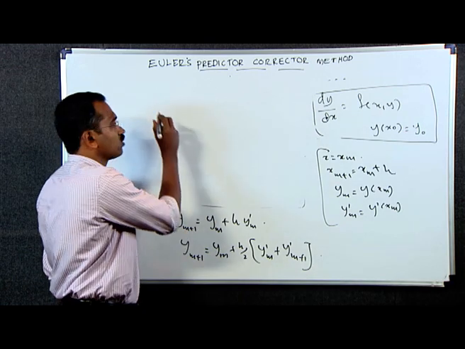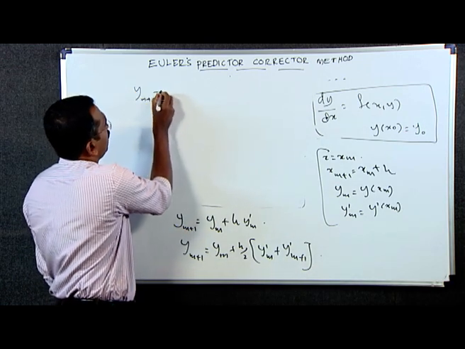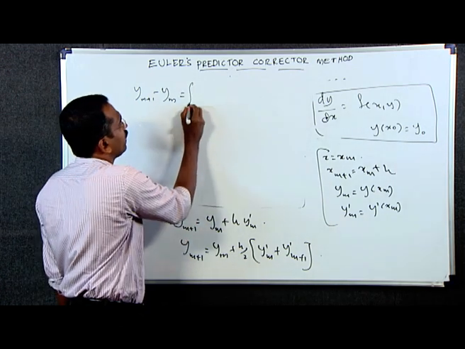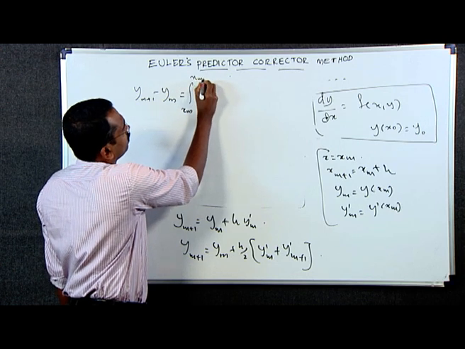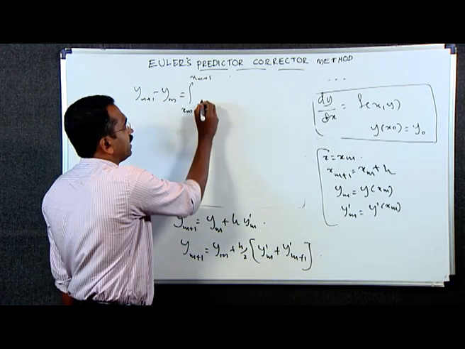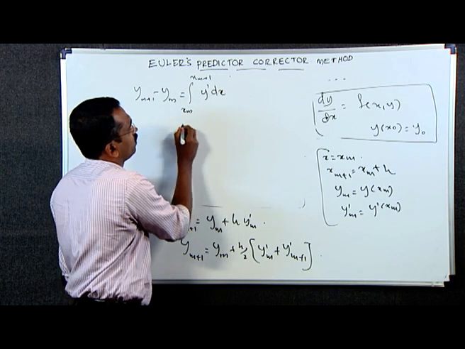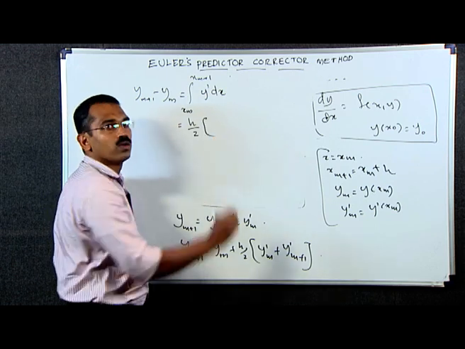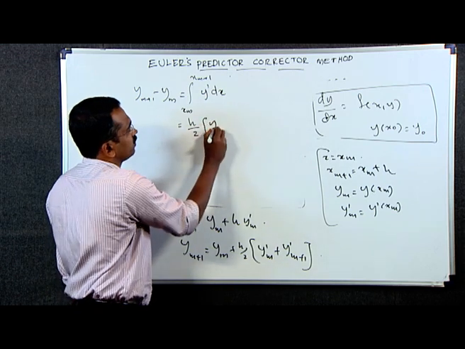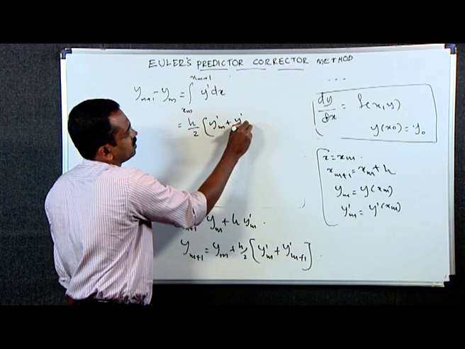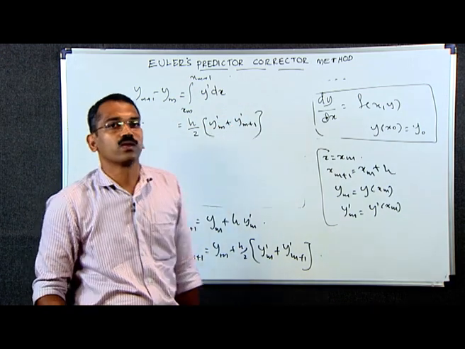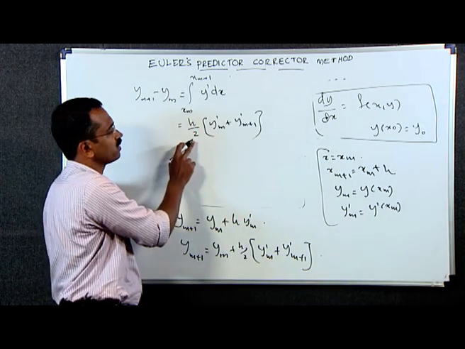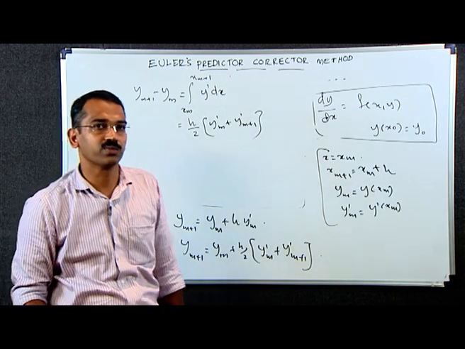That is, y_{m+1} - y_m can be written as the integral from x_m to x_{m+1} of y' dx, that is equal to (h/2)(y'_m + y'_{m+1}), from the trapezoidal rule of integration. That is, y_{m+1} = y_m + (h/2)(y'_m + y'_{m+1}).